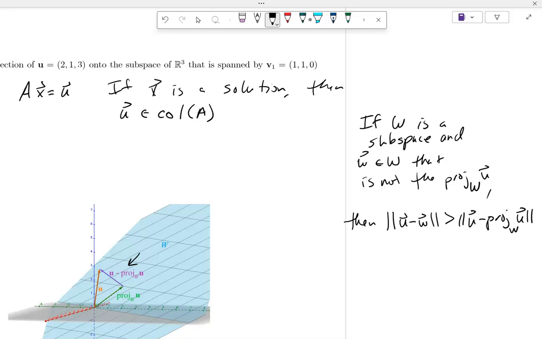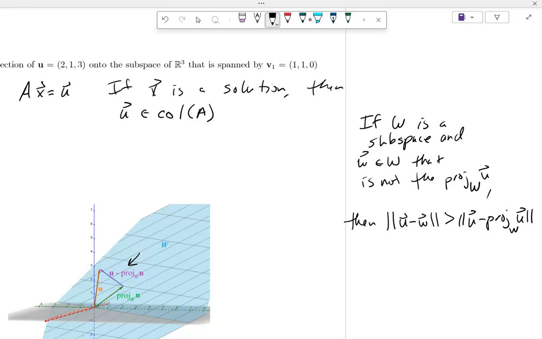I'm trying to figure out what's the shortest way to get from this tip down to my subspace, essentially, right? Because that would be the length of this, right? We agree? Okay. So it makes sense why that has to be true, because if I try to go any other direction, that's going to be longer than just going straight down, isn't it?